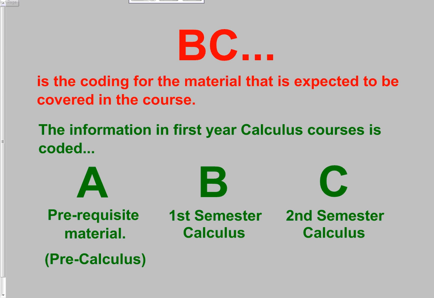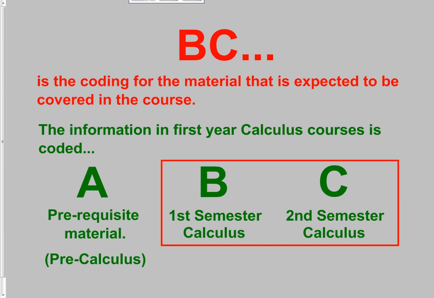So when we have a course like BC, we are basically saying, okay, we are assuming that the prerequisite material has been taken care of through previous courses, and we may now move into the meat of the course of calculus, and we are expected to cover the entire year.